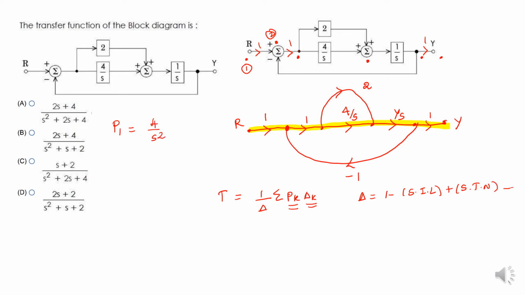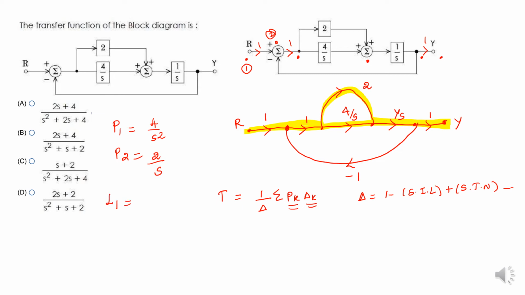Next, find the next forward path. The next forward path starts from this, goes to this and ends at Y. I am going to write the gain of the next forward path also. So the next forward path P2 equals 2 by S. This is the second forward path. After finishing this, find the loops.